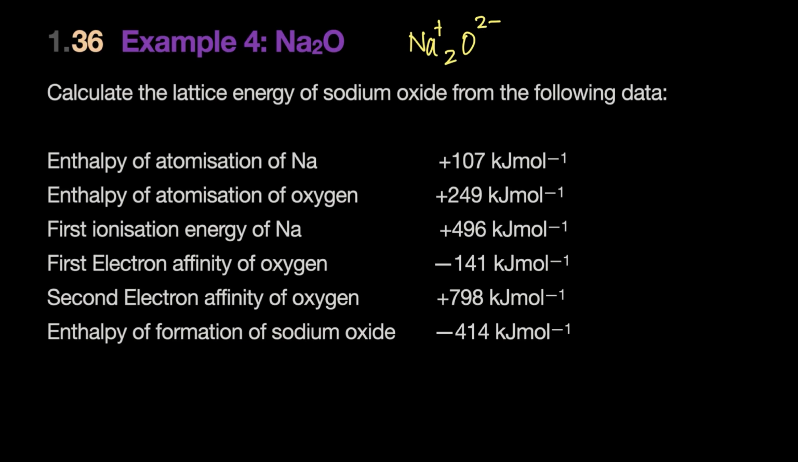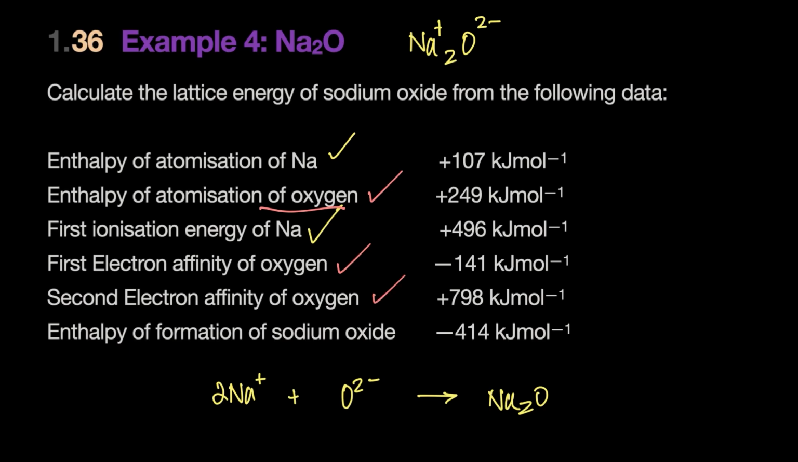Look at sodium: you're given the atomization of sodium and the ionization of sodium, the first ion, because 1 plus makes only 1. But remember, in the Born-Haber cycle you'll have to use 2 sodiums. So you'll have to atomize 2 sodiums and ionize, because the lattice energy is simply 2 sodium ions and 1 oxide ion becoming Na2O. That is the lattice energy reaction of Na2O. So I got that. Now for the non-metal, I've got the atomization of oxygen. Perfect. I've got the first electron affinity and the second electron affinity.